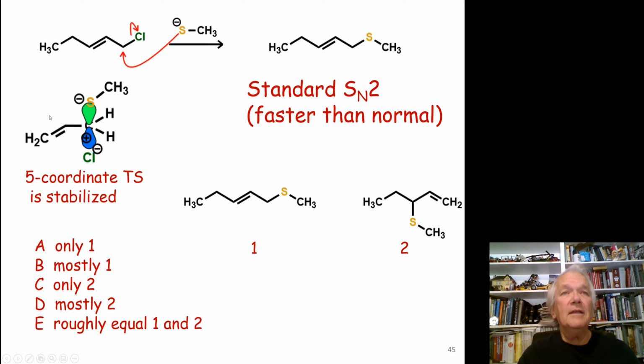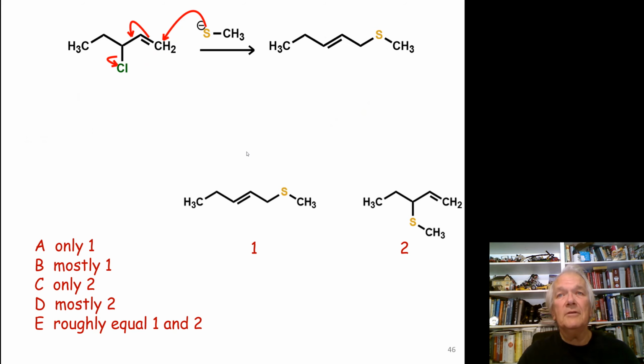So it turns out that with an allylic primary group like this one, the substitution reaction is actually faster than normal. So SN2 reactions are actually faster than usual. Now what about product 2? Would you expect to get some product 2 over here? Well, you could, but because this one here is primary and it's faster, that one is pretty much going to go as a standard SN2 reaction.